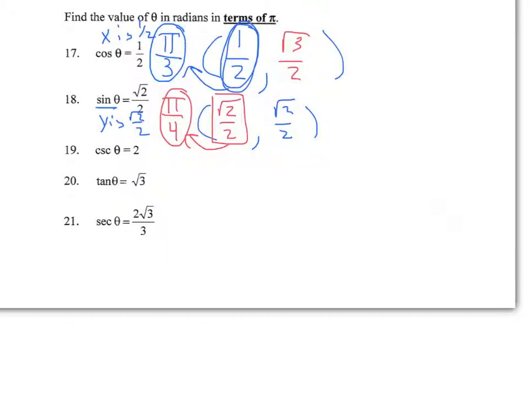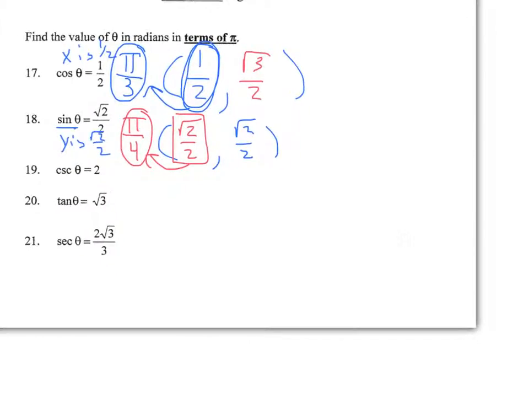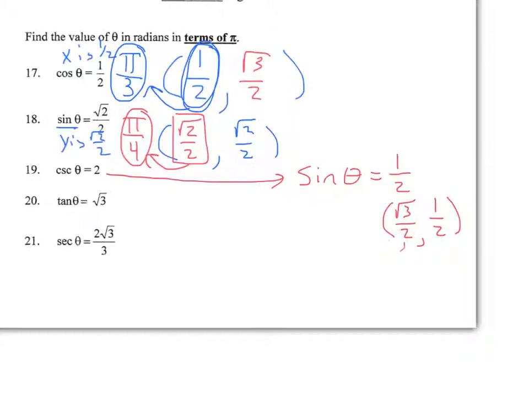Okay, now 19 looks really kind of strange and probably foreign, but if you think about 19 for a second in terms of what it is instead of the flip, cosecant is the flip of sine. So if I say sine instead of cosecant, I would say 1/2 instead of 2. So now the fact that the sine is 1/2 means the y is 1/2. If the y is 1/2, the partner with it is always the square root of 3 over 2. And based off of this x always, the angle would have to be pi over 6.